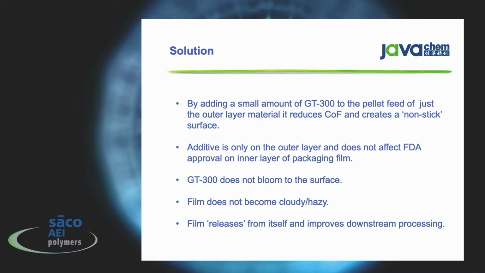GT-300 itself doesn't bloom to the surface, so what you see is what you get. It doesn't change over time. It doesn't bloom and make the film any stickier or any different at all from when it's first produced. It also doesn't create any film or cloudiness or haziness in the blown film itself.